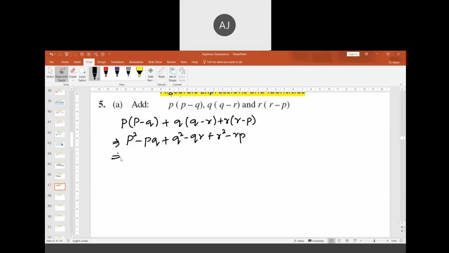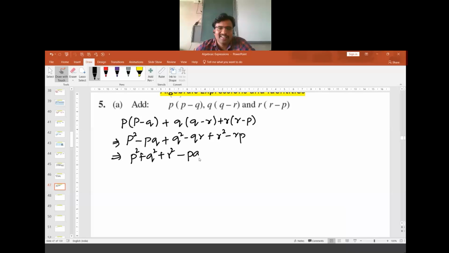None of the terms will get cancelled here. The same answer will be repeated as it is. I will write the square terms first, followed by minus PQ, minus QR, minus RP. This is the answer.